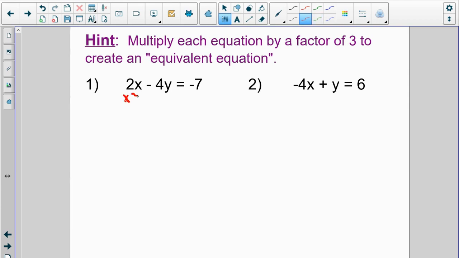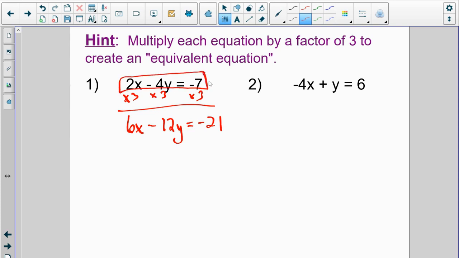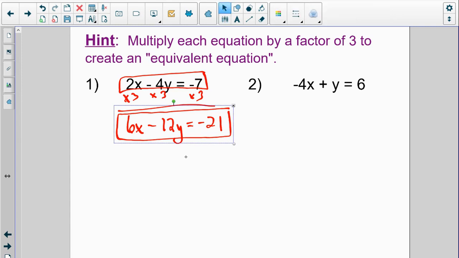So in this case, I can multiply everything by 3. Now when my equation is set up the way it is in standard form, I basically multiply all three parts by 3. So 2x multiplied by 3 would become 6x. The minus 4y times 3 would become minus 12y. And then the negative 7 times 3 would become negative 21. So this original equation, 2x minus 4y equals negative 7, has the exact same solutions as 6x minus 12y equals negative 21. Okay, even though the numbers are bigger in that equation, the x and the y values that would make the equation true are the same.